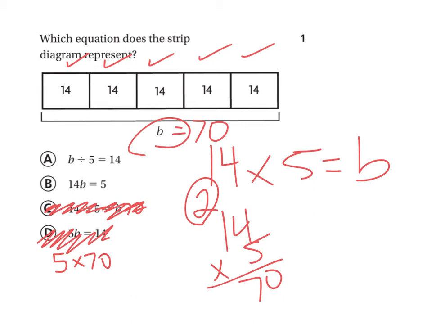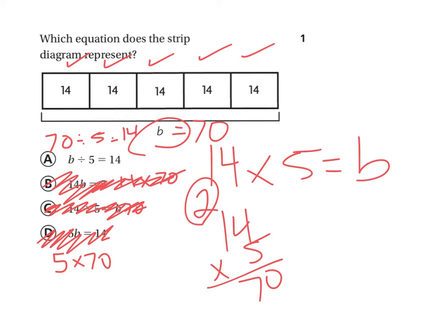14B, in other words, no symbol, 14 times 70 equals 5.0 cents. I'll look at A, though. A, I think, makes sense. It's not what we did, but it makes sense for this problem, this strip diagram that they gave us. Because what they did was they took it and they flipped it. They said, hey, if you had 70 and you divided it by 5, would you get 14? And that definitely is correct.